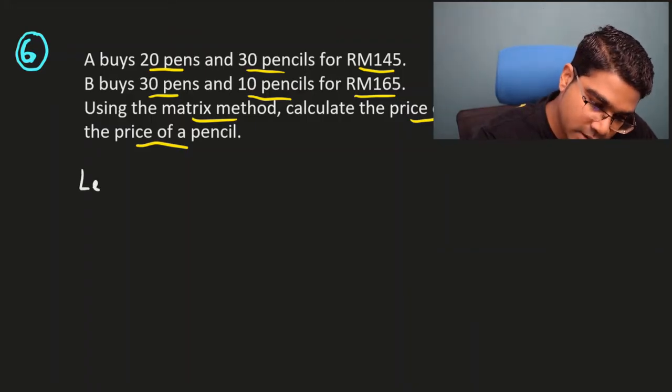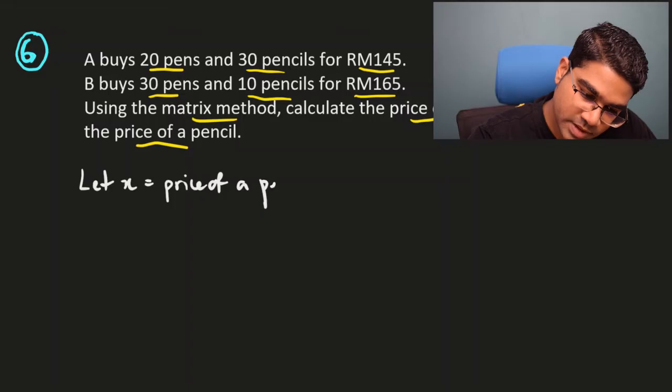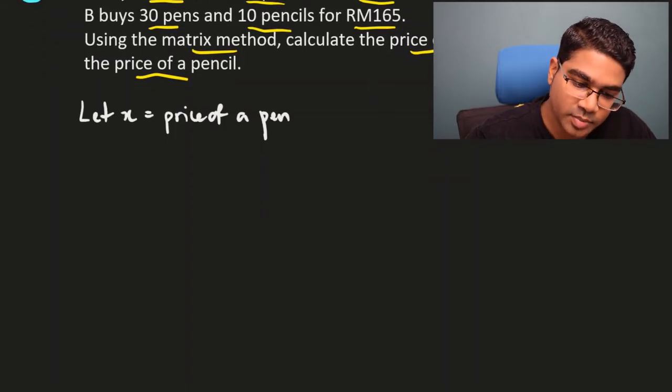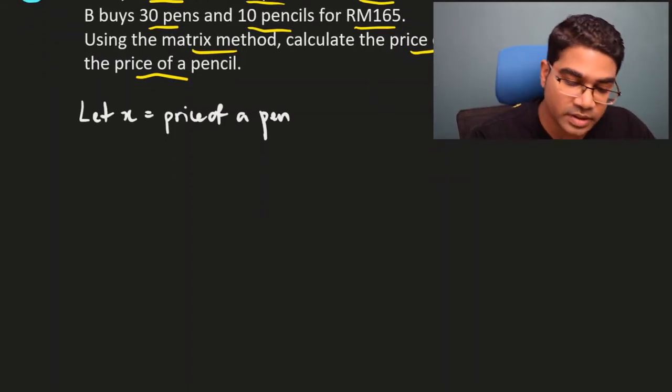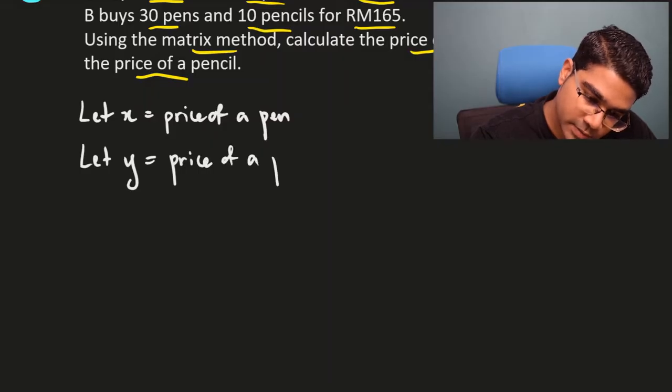So let's say, let x equal the price of a pen. It's as simple as that. It's a simple but important step to ensure that your working is very clear. Then let's make y, let y equal the price of a pencil.